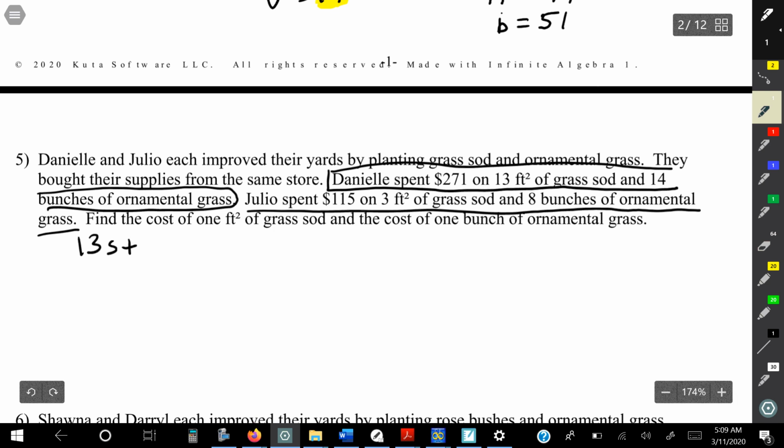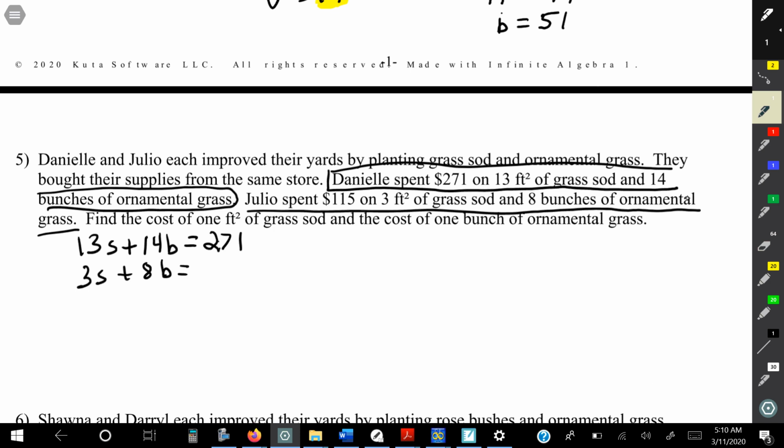And then I use B for bunches. I didn't want to use the O because that'll look like 0. So I've got 14 bunches is equal to 271. And then I've got 3s plus 8b is equal to 115.